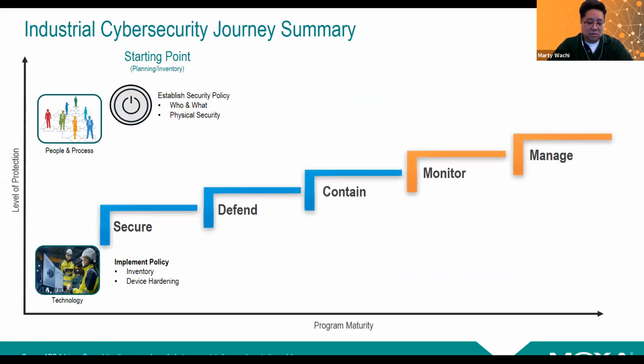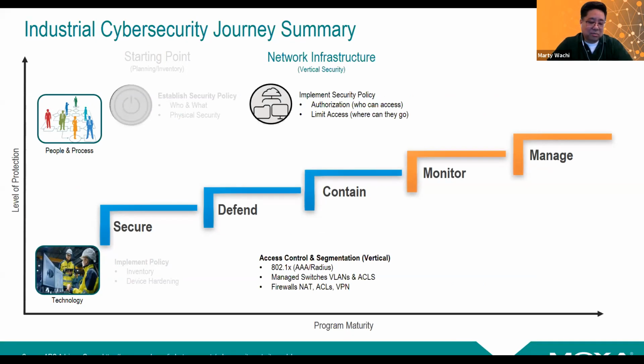So just to lay out the journey again, we started the last one with where do you start establishing a security policy, really doing the planning and inventory of your networks. I believe this is probably where most of you are today, in some state of deploying some type of vertical security, implementing your security policy, or trying to follow some standard like 62443. So we're going to drill down a little bit more into some of the details around authorization and access control, and implementing those things from a vertical security perspective.